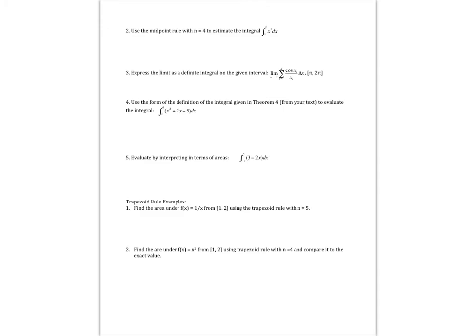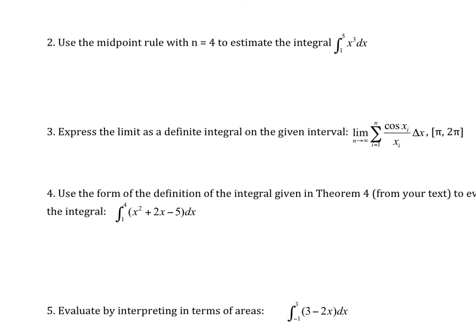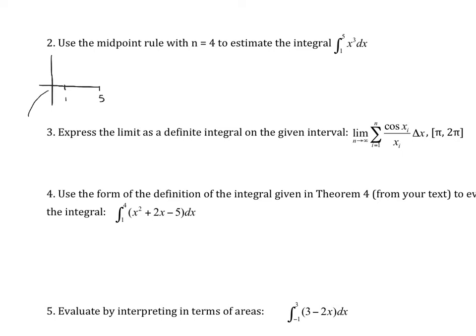Over here, let's take a look at what we got. Let's enlarge this. It says, use the midpoint rule with n equals 4 to estimate the integral from 1 to 5 of x cubed dx. So let's quickly graph this out again. I've got my x cubed graph, but this time I'm starting at 1 and going out to 5. And remember, x cubed comes up through here, and it'll come up at 1, 1 right there, but then it drastically moves up like that.